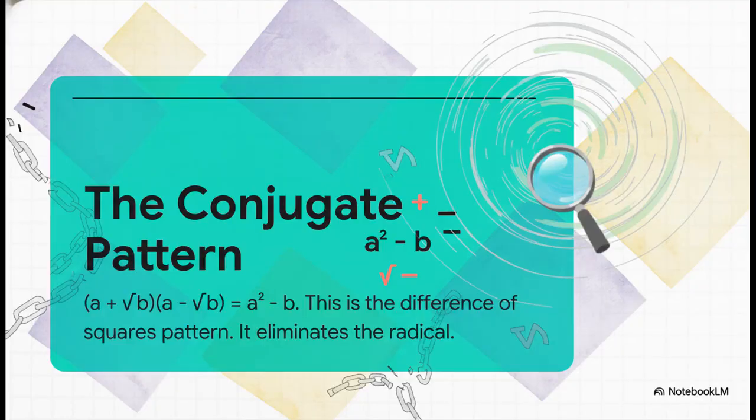So here's the secret. Whenever you're multiplying two binomials that are almost identical, but one has a plus and the other has a minus, that's the signal. You're using conjugates. This is just the difference of squares pattern you've seen before, and look what it does. You just square the first part, subtract the second part without the square root, and the radical is completely eliminated.